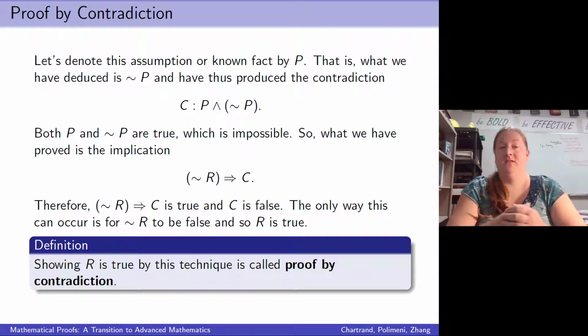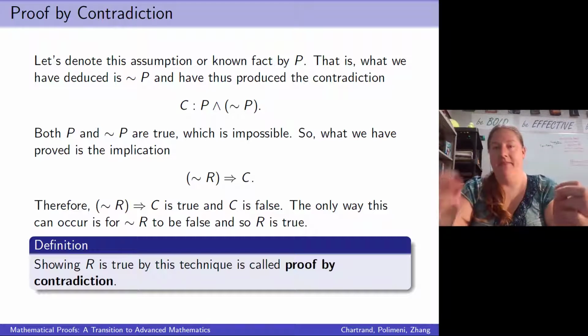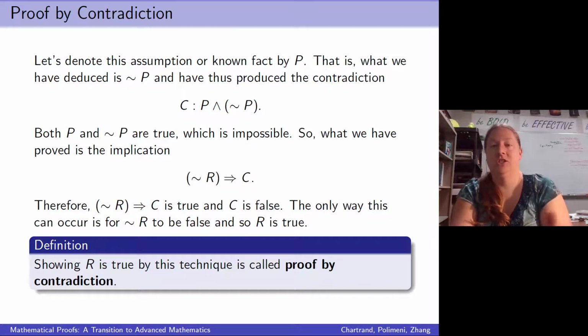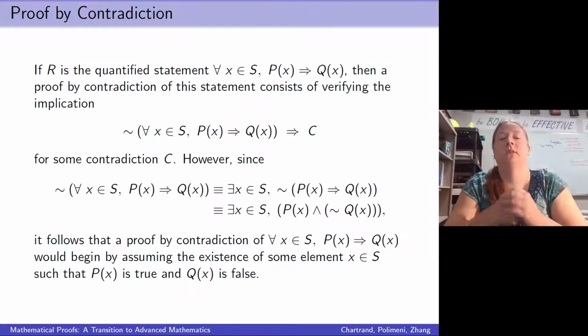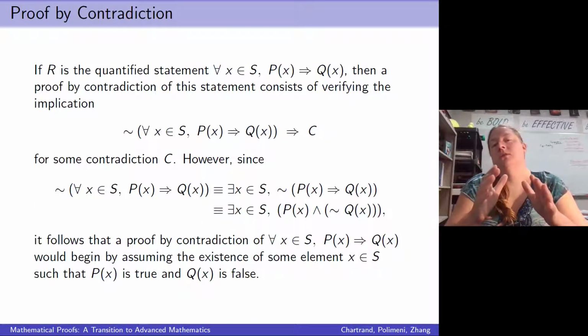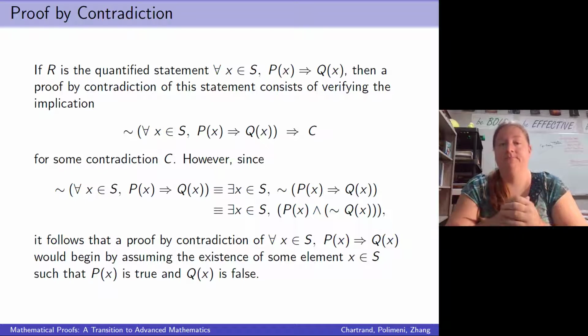So the way we define a proof by contradiction is when we show R is true by this technique of assuming R is in fact false and then showing that that implies a contradiction. And so we've got this true implication. That's a proof by contradiction. So let's talk a little bit about how this actually plays out.